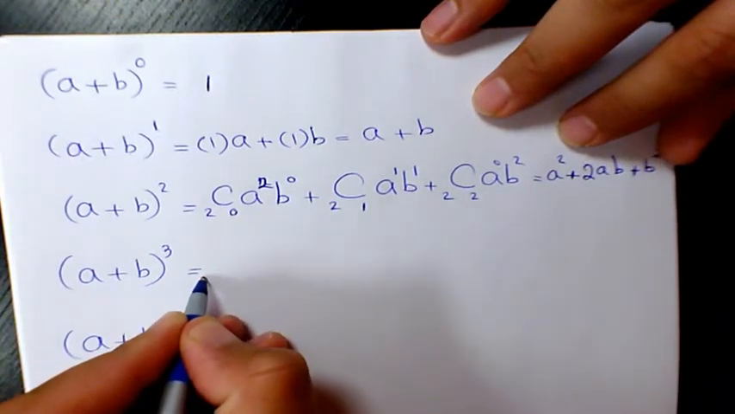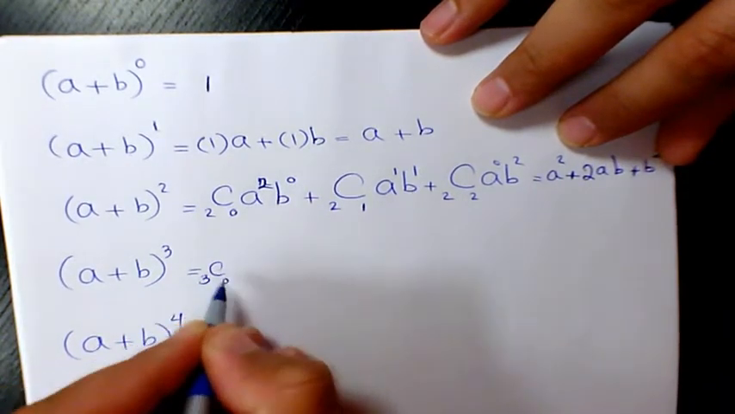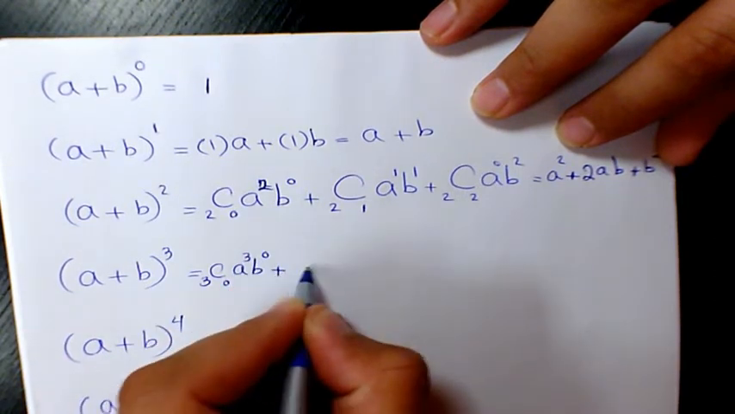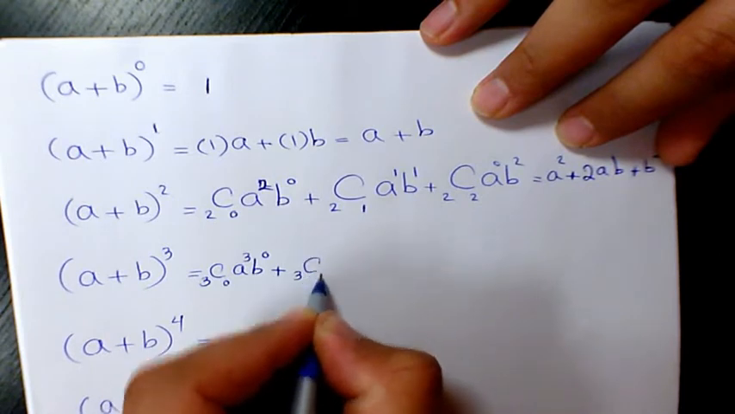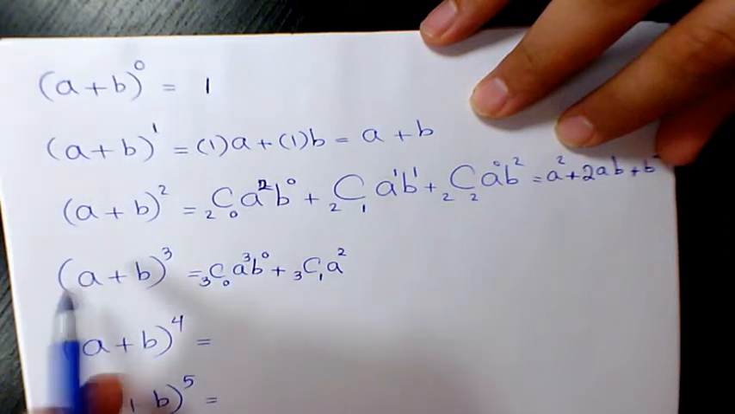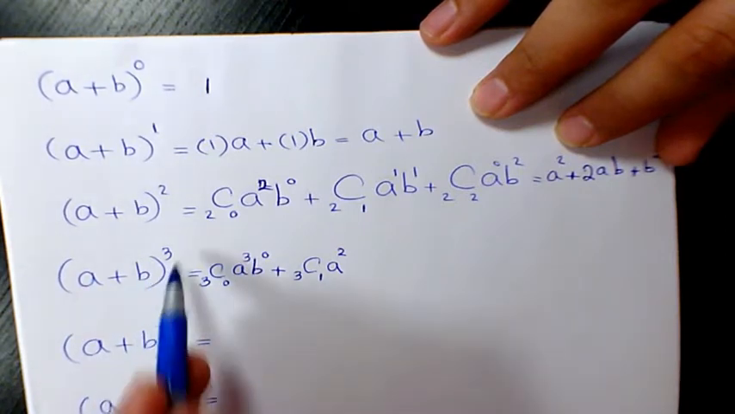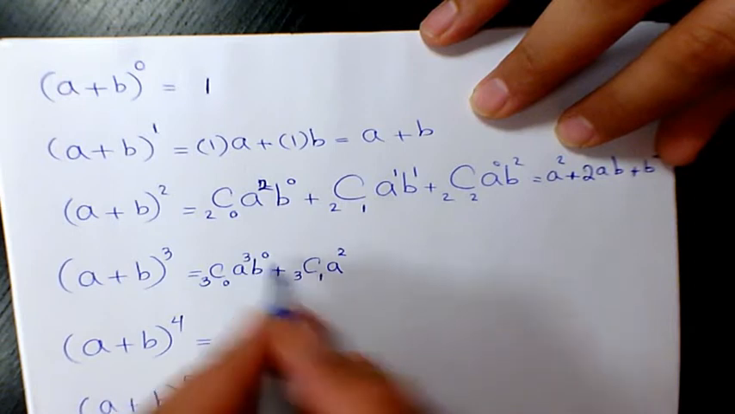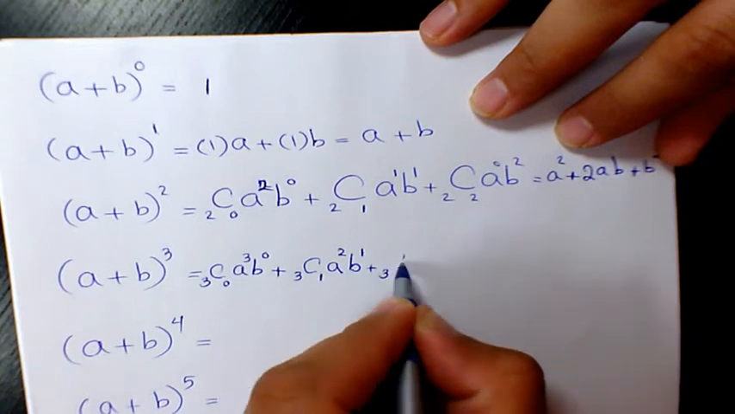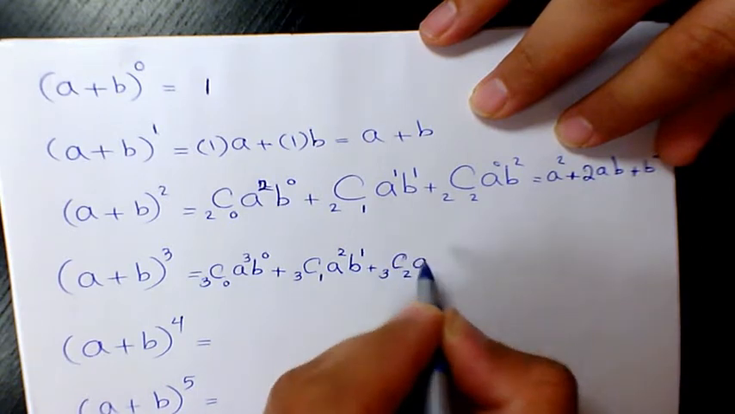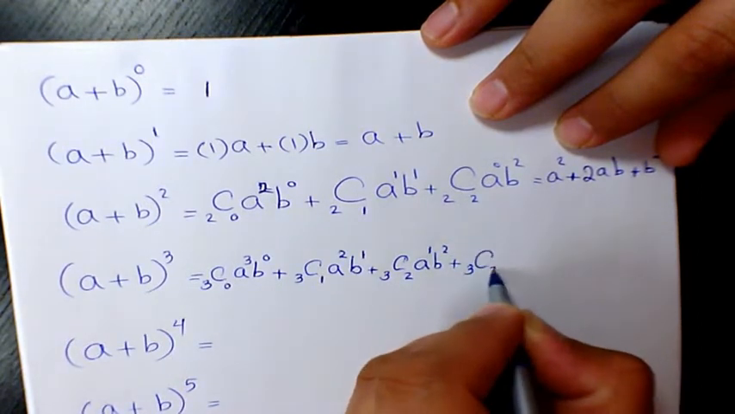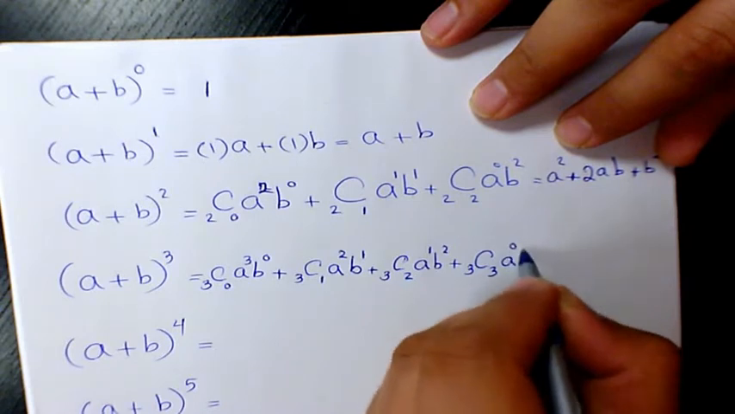So that's going to be C(3,0) a^3 b^0 plus C(3,1) a^(3-1). So the exponent of the first term is going down and the exponent of the second term is going up. In the previous one it was b to the power of 0, now it's going to be b to the power of 1, plus C(3,2) a^1 b^2 plus C(3,3) a^0 b^3.